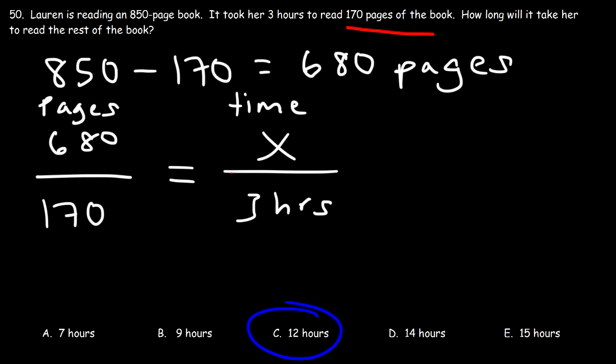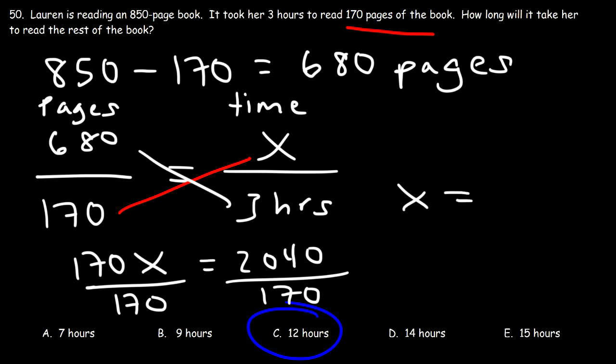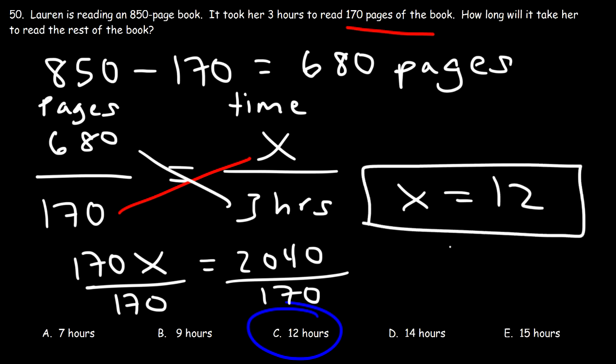So you need to cross multiply. It's going to be 170 times X. And that's equal to 680 times 3, which is 2040. And now you need to divide both sides by 170. And so this will give you 12 hours. And so you get the same answer.